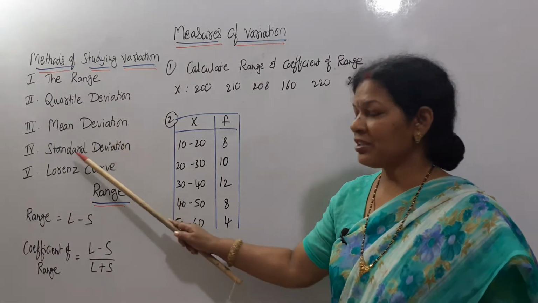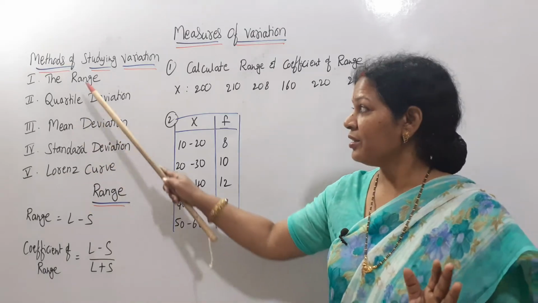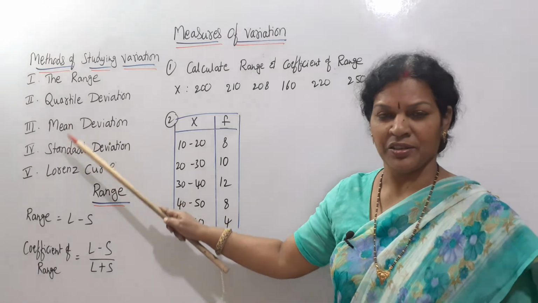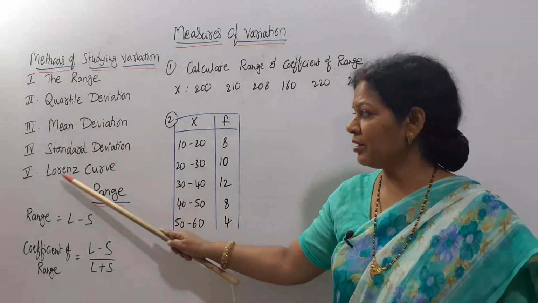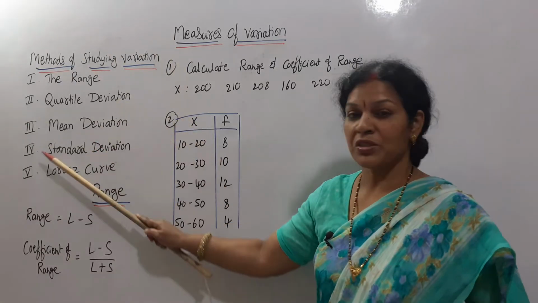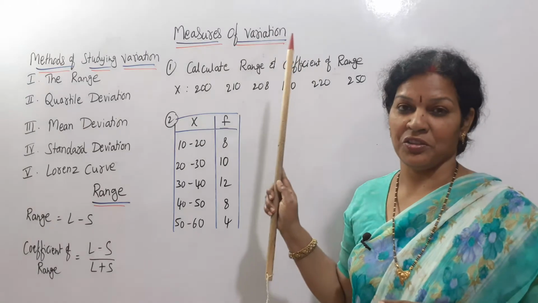And mean deviation, standard deviation: these two new topics we are going to learn in the next classes. Quartile deviation you have an idea. And Lorentz curve lastly, this is theory. So this is about the methods of studying variation in this chapter, that is measures of variation.